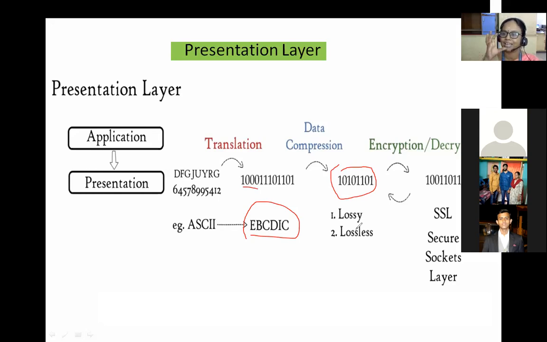Okay, and encryption and decryption. You all know my data should not be stolen. So while I'm sending, the data will be in encrypted form, and while I'm receiving, it will be in decrypted form. Definitely the secure socket layer is responsible for that. All this translation, data compression, encryption and decryption will be done in the presentation layer. Is that clear? So whatever it may be, it will be converted into binary, then compressed and encrypted, and then I send it to the next layer. So this is the responsibility of the presentation layer.